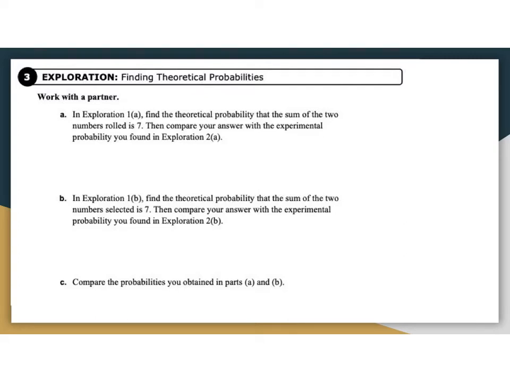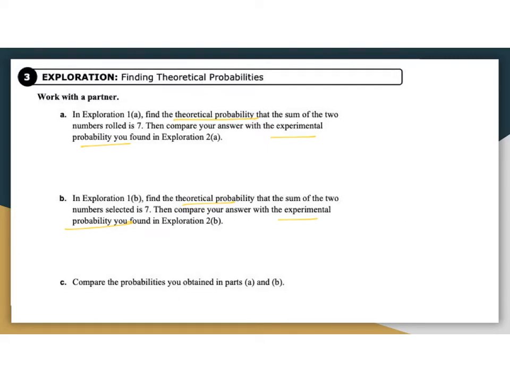Letter A. Find the theoretical probability that the sum of the two numbers rolled is 7. Then compare your answer with the experimental probability you found in 2A. So again, here's where you will compare theoretical to experimental. What happens when you really run the experiments? There's no right or wrong answer. Every time you run an experiment, you'll have different data. What you should find is that the more you run the experiment, the closer you will come to the theoretical probability.